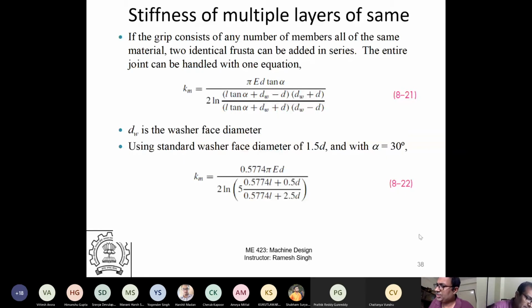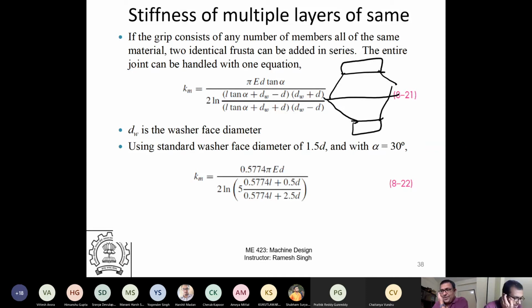Okay, if you see, you have something like this. If I am putting a bolt here, let's say the bolt plus washer, something like this. So basically all my compression will be symmetric on one side like this, other side like this. It's like a symmetric thing. So if it's 2T, this is T and this is T, right?